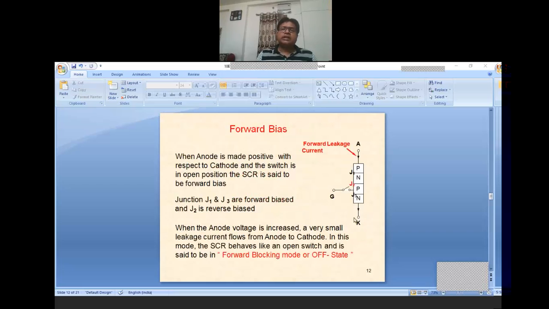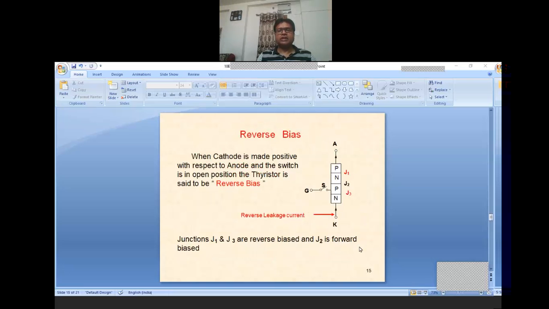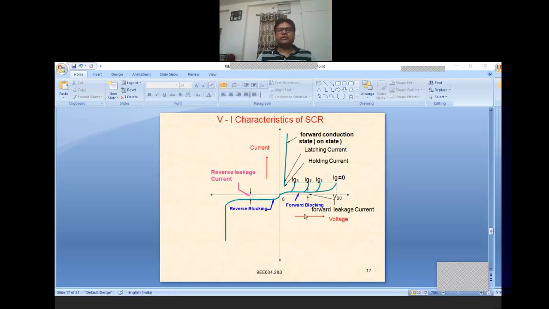and this condition is called the forward blocking mode, or off state, of the SCR or thyristor. When the anode voltage is increased, a very small leakage current flows from anode to cathode. In this mode, the SCR behaves like an open switch and is said to be in forward blocking mode or off state. That can be understood from this VA characteristics of SCR. It is the region shown here.